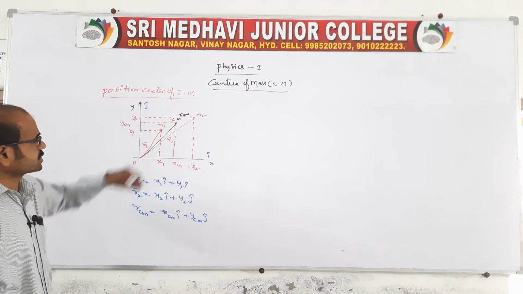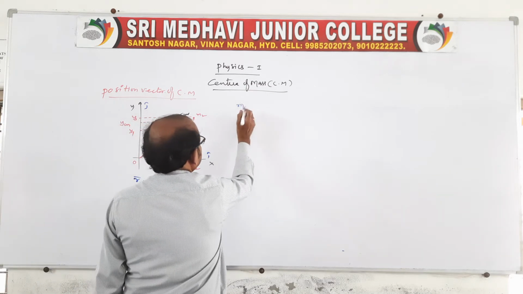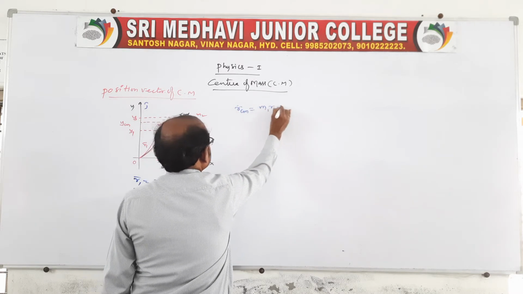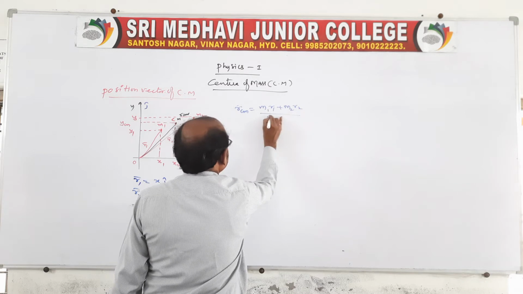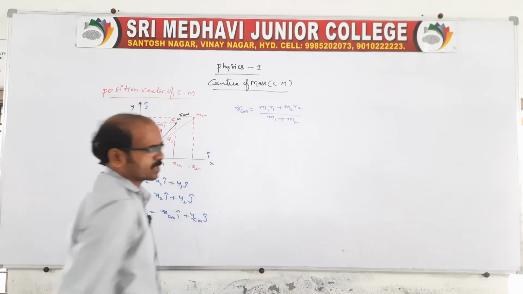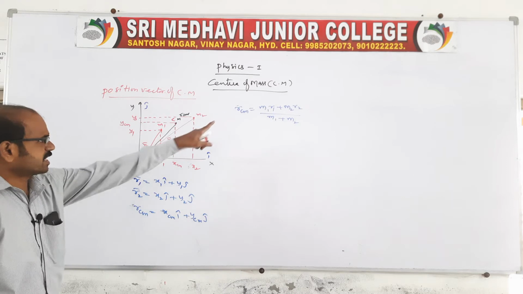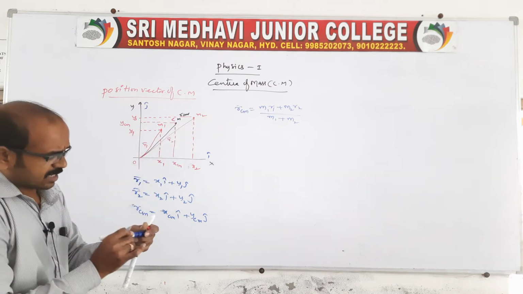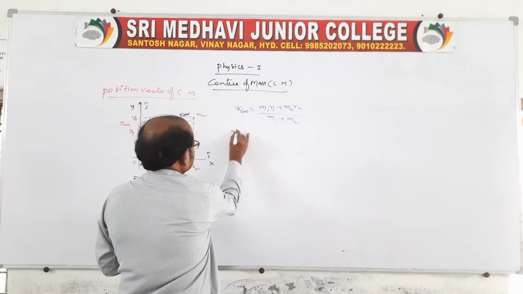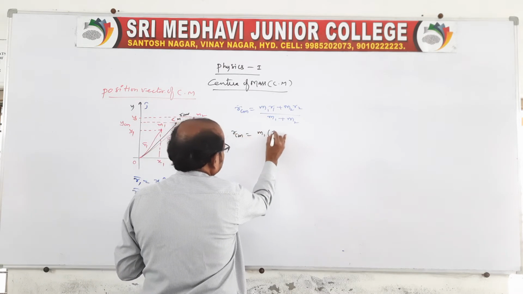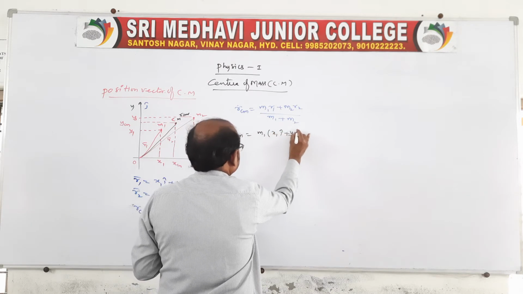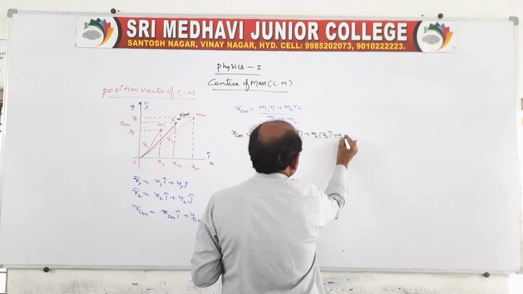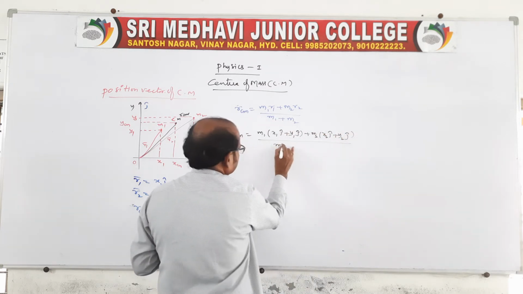Now we have to find the position of center of mass for a two particle system. RCM is equal to m1 r1 plus m2 r2 by m1 plus m2 for a two particle system. Of course we know r1 and r2. Suppose you write the r1 position and r2 position and substitute, the final answer will be like this. RCM is equal to m1 of r1, which is x1 i cap and y1 j cap, plus m2 x2 i cap and y2 j cap, by m1 plus m2.